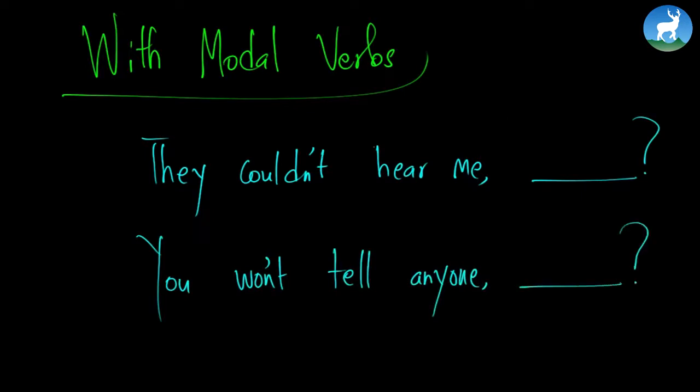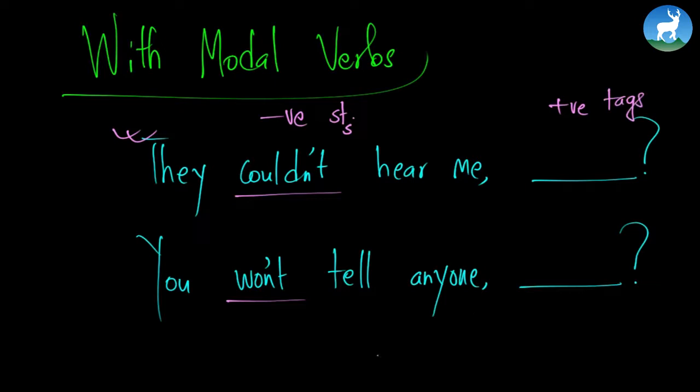So let's think about these two questions. They couldn't hear me. We have a modal verb. You won't tell me, another modal verb. Since both of these sentences are negative, we need a positive tag, that is for sure.